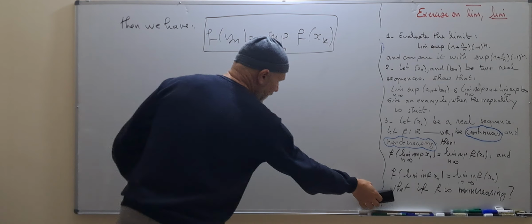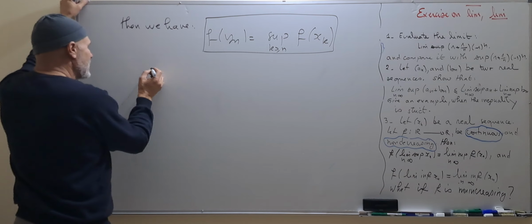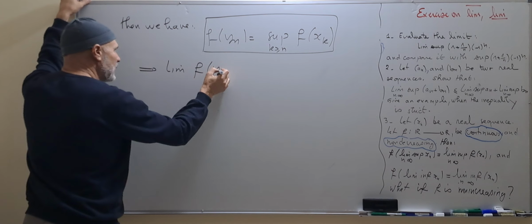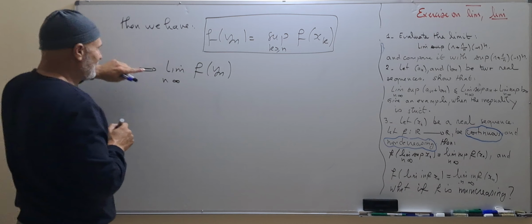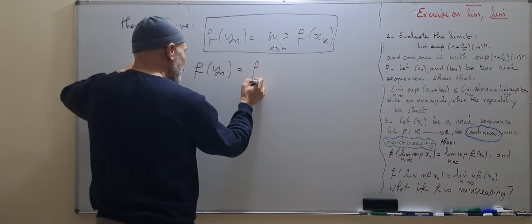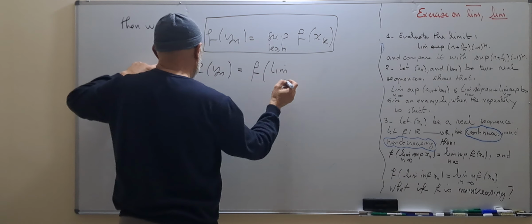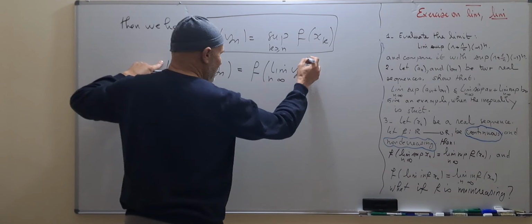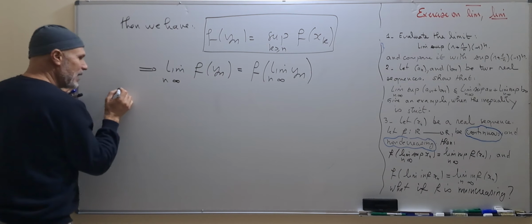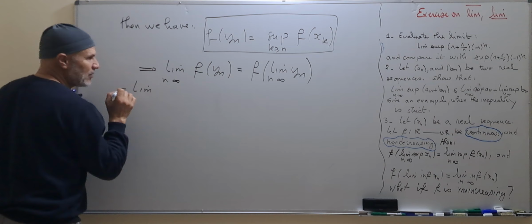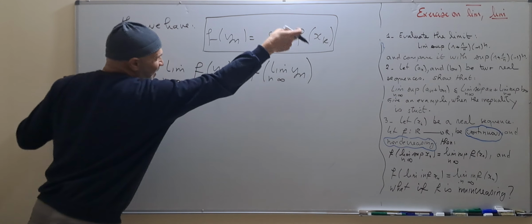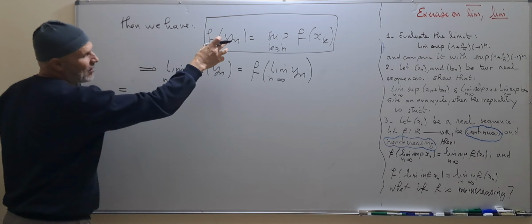Once again, f is continuous. This means that the limit of f of yn, when n goes to plus infinity, is equal to f of the limit of yn as n goes to plus infinity, because f is continuous once again. We are just dealing with the first one here, and we will deal with the second afterwards.